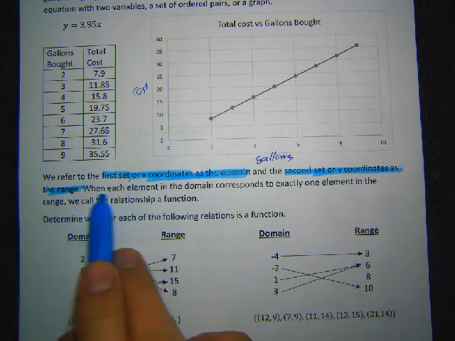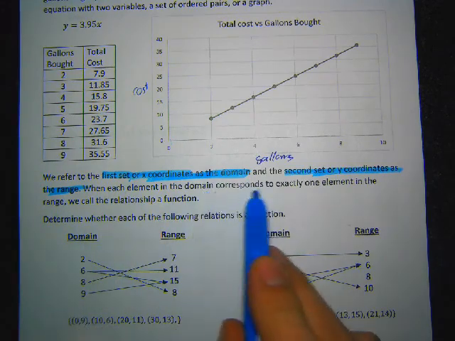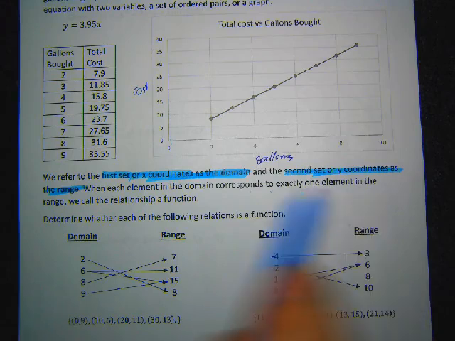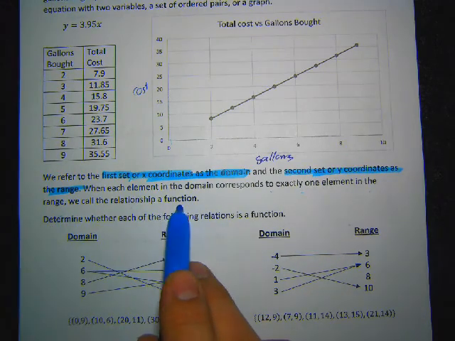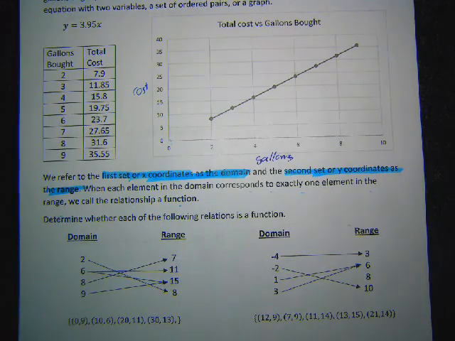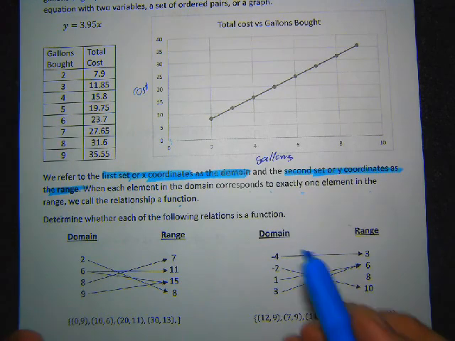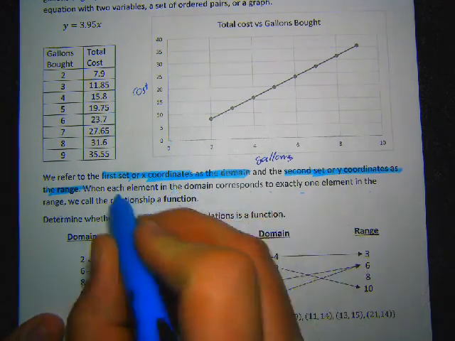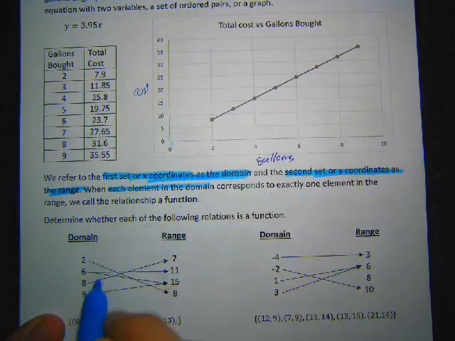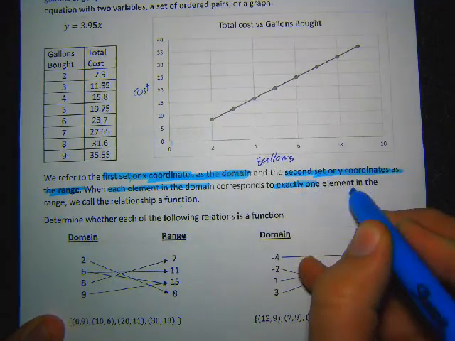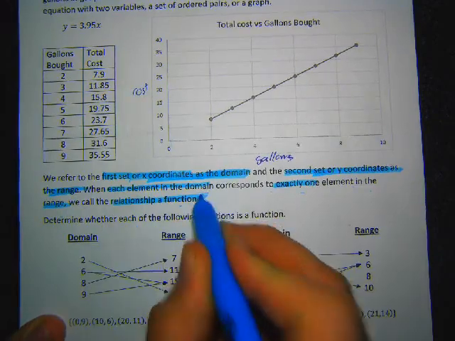Okay, so when each element in the domain corresponds to exactly one element in the range, we call this a function. So you can actually make connections between two sets of numbers that are not a function. A function has the rule that every input, so every x value, every starting number, has only one output or result. So that's what we call a function. Each thing in the domain has exactly one thing in the range, and that's a function.